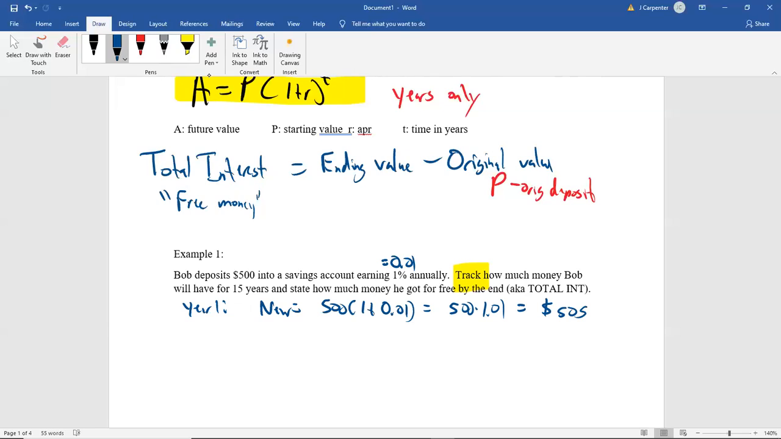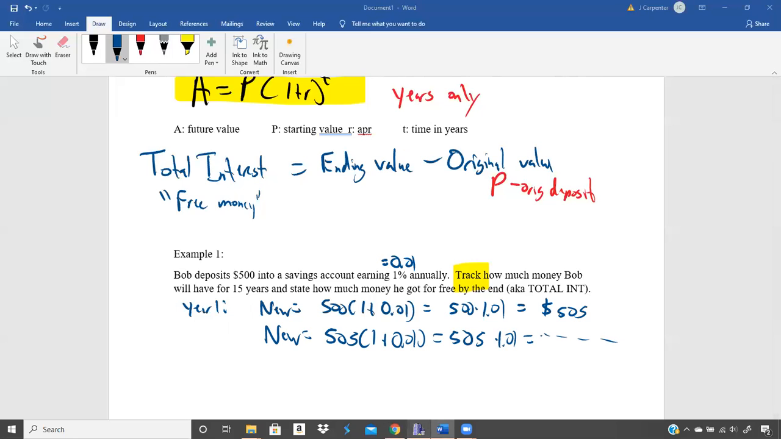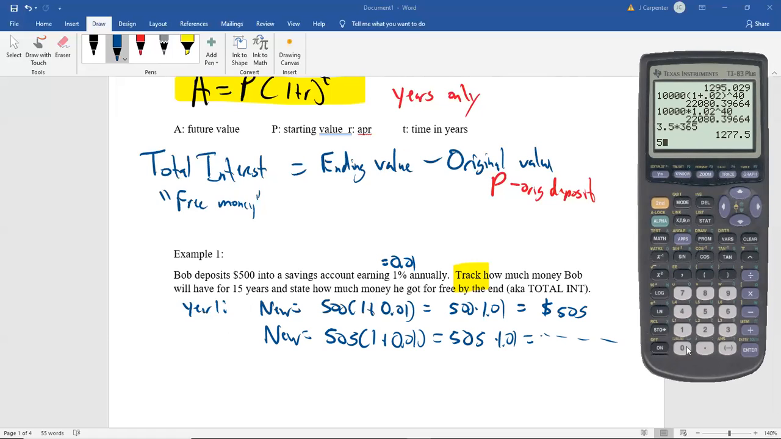Now, what I did not say in here was how much interest he got. You could figure that out because the interest for that year would be the ending of year 1 minus the beginning of year 1. So he made $5. And then year 2, we should expect him to make more than $5. And this is where I'm going to stop the calculations, but it would be 505 times 1 plus 0.01, which is $505 times 1.01, which is 510.05.